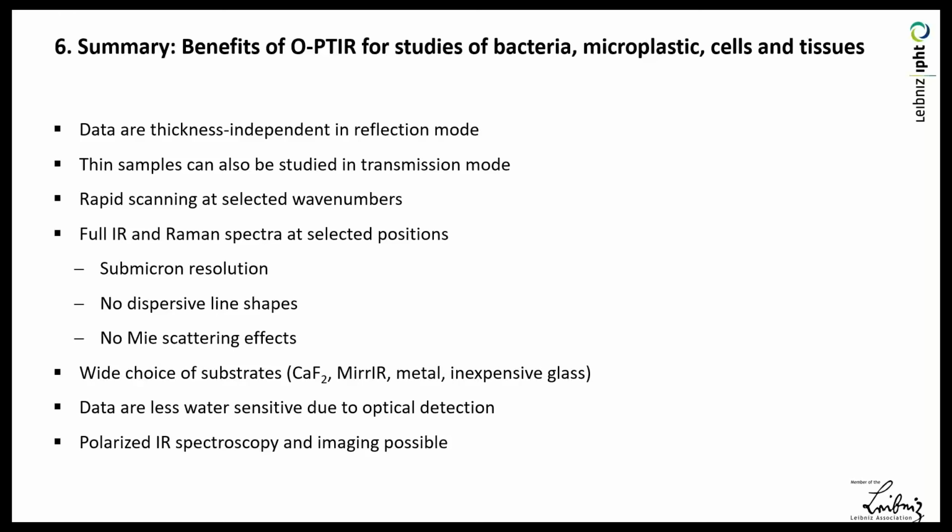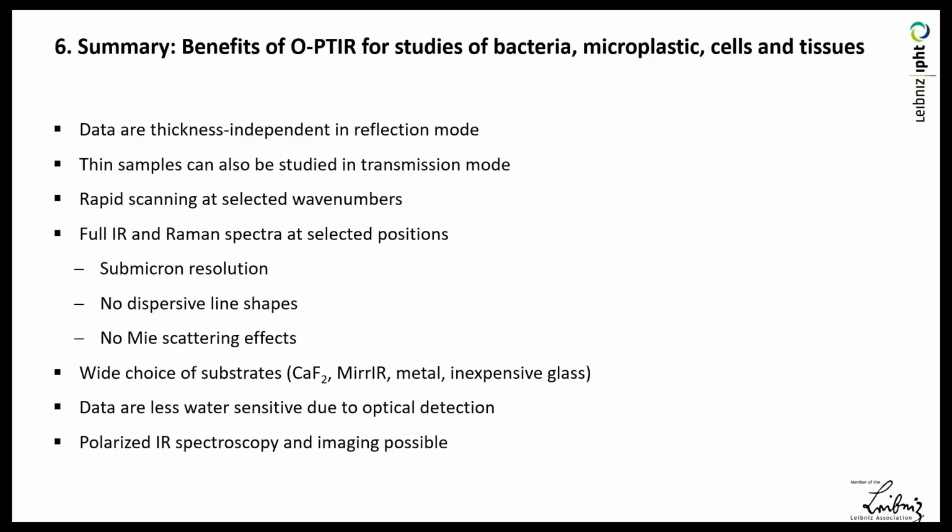That means a full spectrum at a certain grid. But of course, it's more time consuming than collecting an image at selected wave numbers. Resolutions are in the sub-micrometer range, and line shapes are not affected. There is no Mie scattering, as Mustafa already told. You can use a wide choice of substrates. Calcium fluoride is possible. Mirror IR.